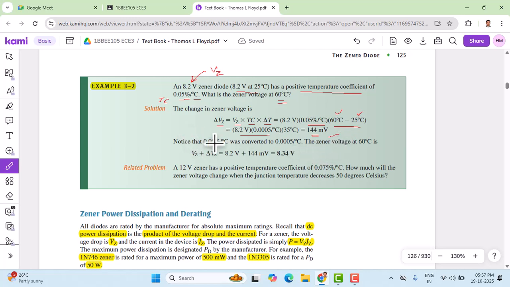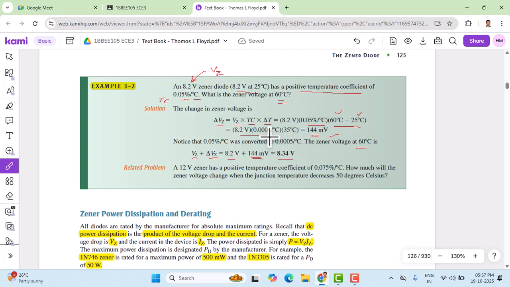Okay, so 0.05 per degree Celsius was converted to a percentage, just divided by 100. So it becomes 0.0005 per degree Celsius. The Zener voltage at 60 degrees Celsius is nothing but Vz plus delta Vz, we can add up together, and that gives me 8.2 volts plus 144 millivolts, which is the change delta Vz, that gives us around 8.34.